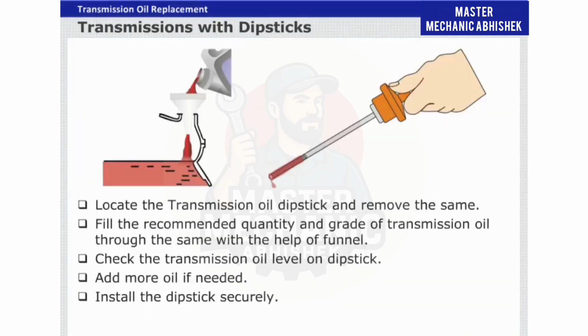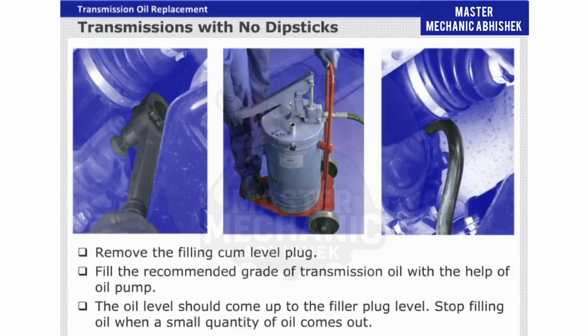Locate the transmission oil dipstick and remove the same. Fill the recommended quantity and grade of transmission oil through the same with the help of a funnel. Check the transmission oil level on the dipstick. Add more oil if needed. Install the dipstick securely. To fill oil in case of transmissions with no dipsticks, remove the filling cum level plug.